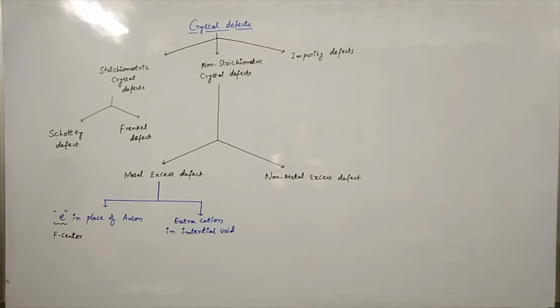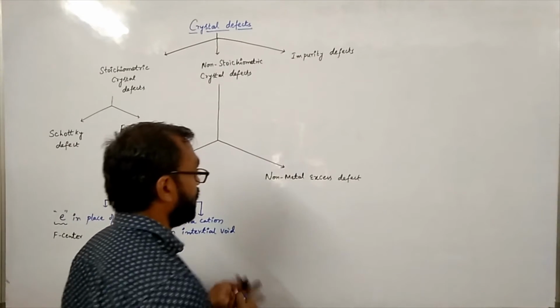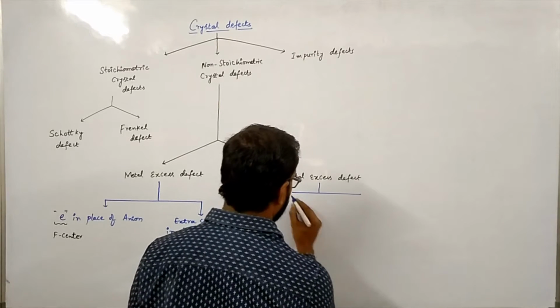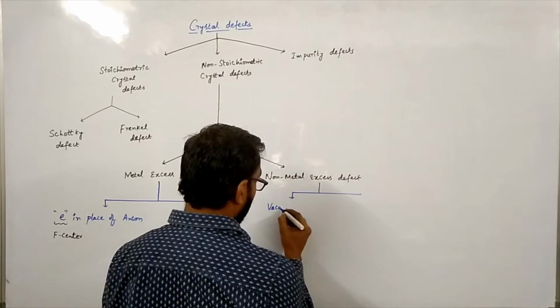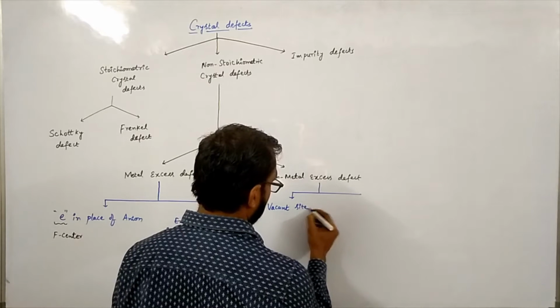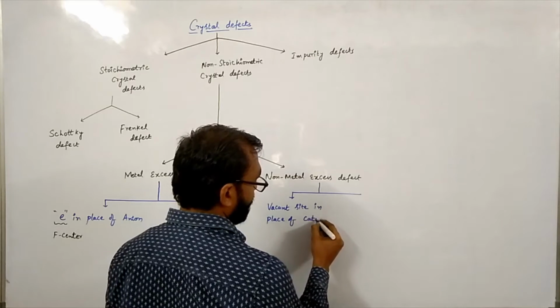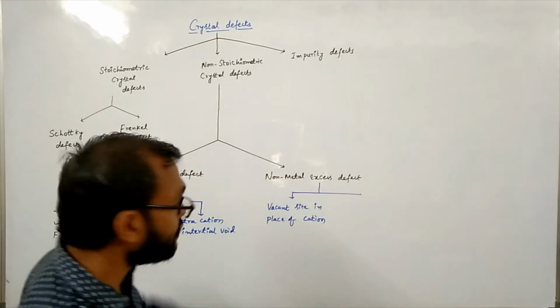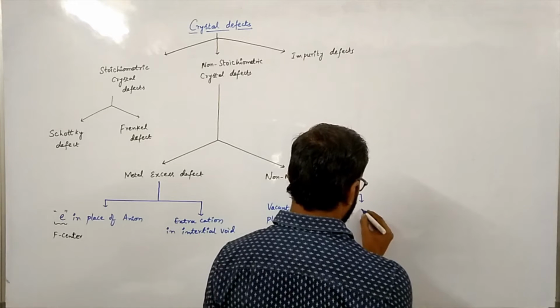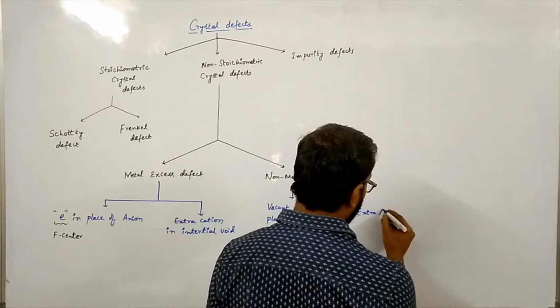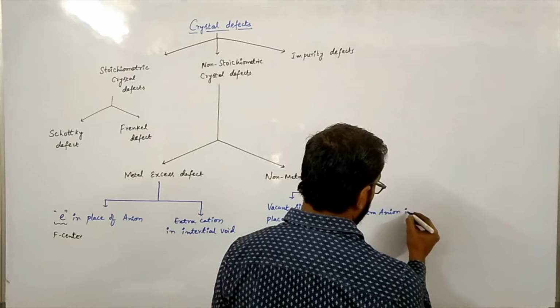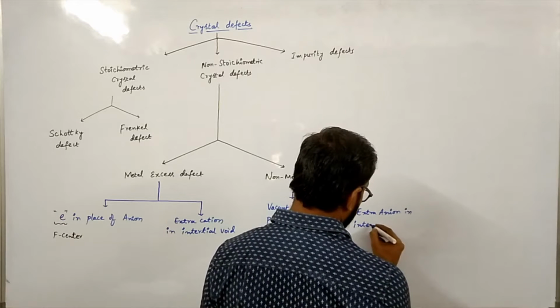Next, non-metal excess defect. That is a vacant site in place of cation, and an extra anion in the interstitial space. Vacant site in place of cation means the cation is missing.